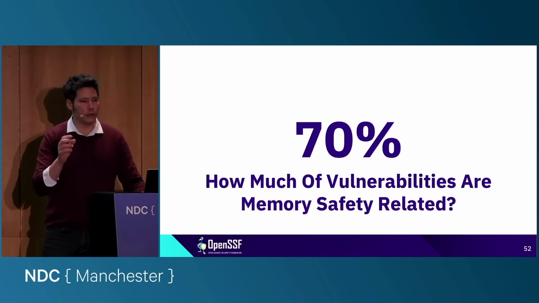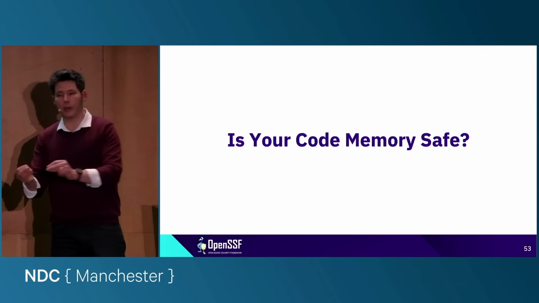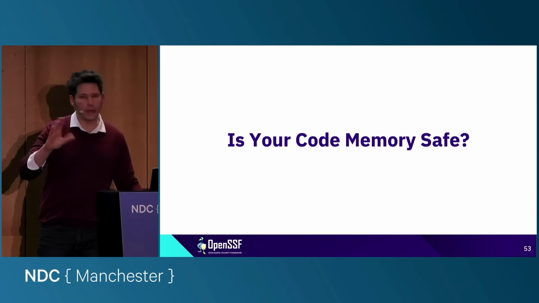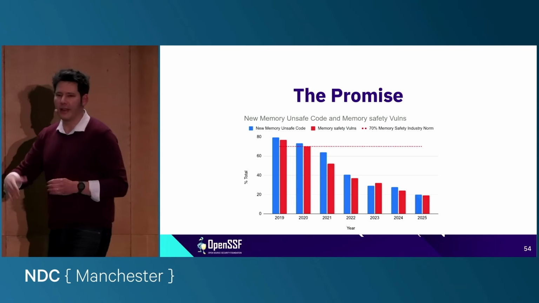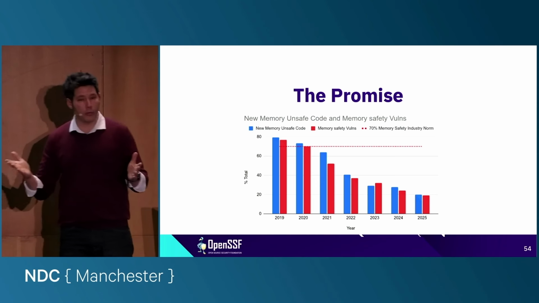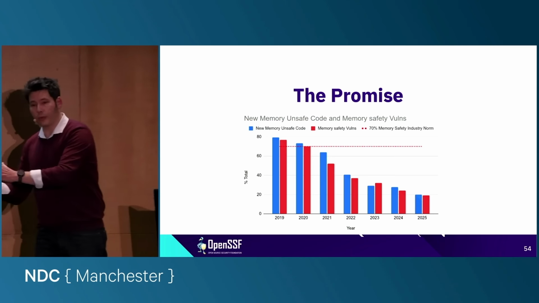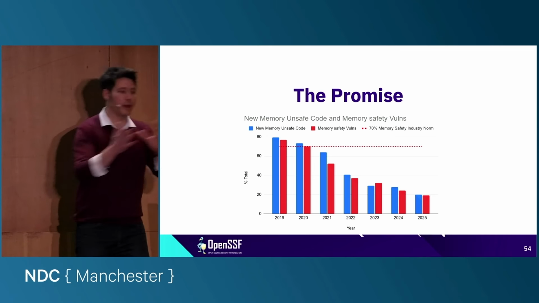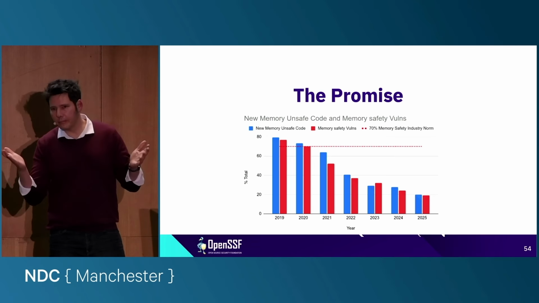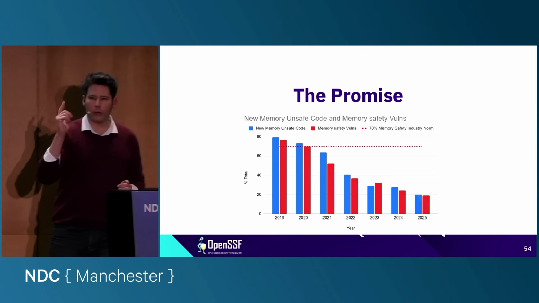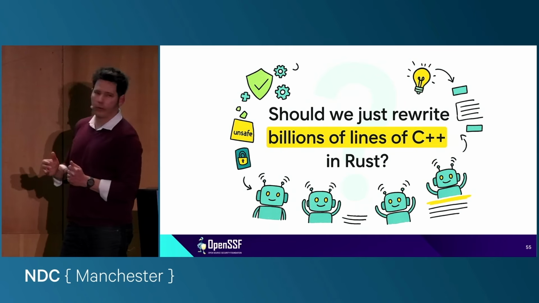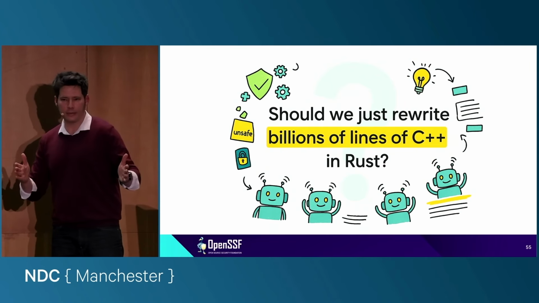And actually, the question of whether my code is memory safe or not is harder to answer than you think, right? Because, come on, everyone knows the promise, right? And this is taken from the most recent Rust in Android report, and it shows, act surprised, that when you reduce the amount of C and C++ code and replace it with Rust, you reduce your memory safety issues. OK, so that's not a big shocker. So let's all go on Twitter now and say, let's replace all of our C++ code with Rust. Right? Should we do that?